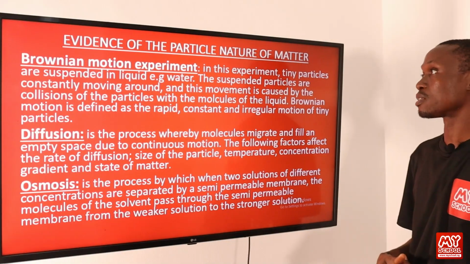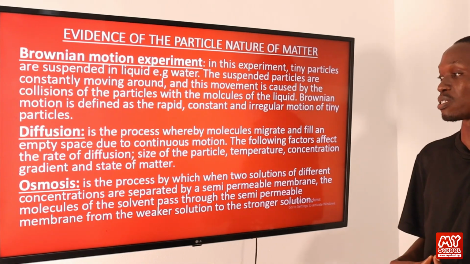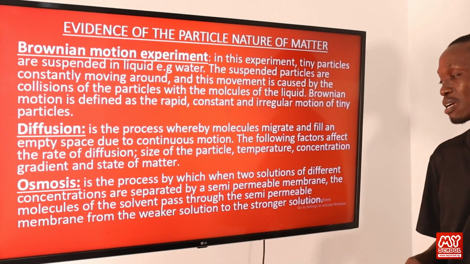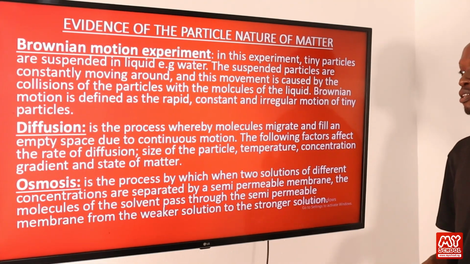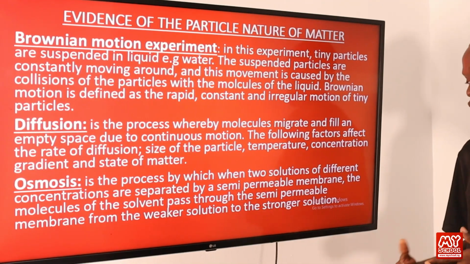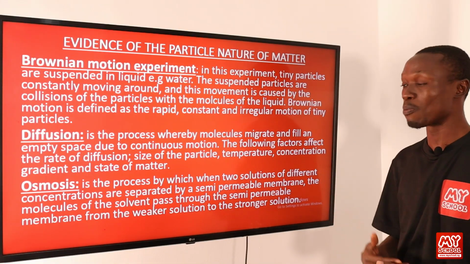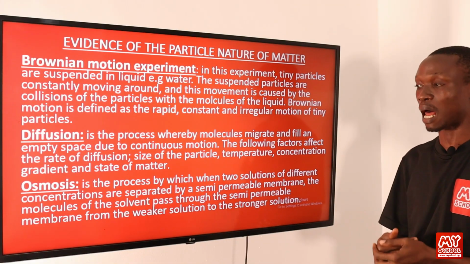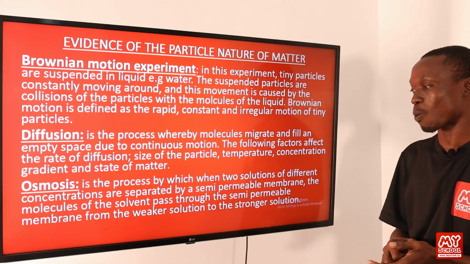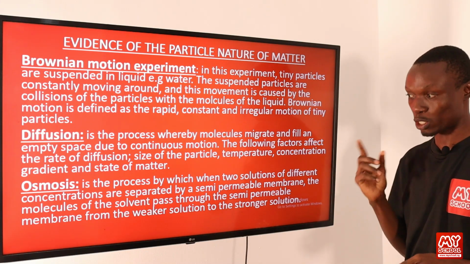The third evidence that we are going to be examining is osmosis. Osmosis is the process by which, when 2 solutions of different concentration are separated by a semi-permeable membrane, the molecules of the solvent pass through the semi-permeable membrane from the weaker solution to the stronger solution. By semi-permeable membrane, we mean membranes that allow only the molecules of the solvent to pass through without allowing the molecules of the solute to pass through it.